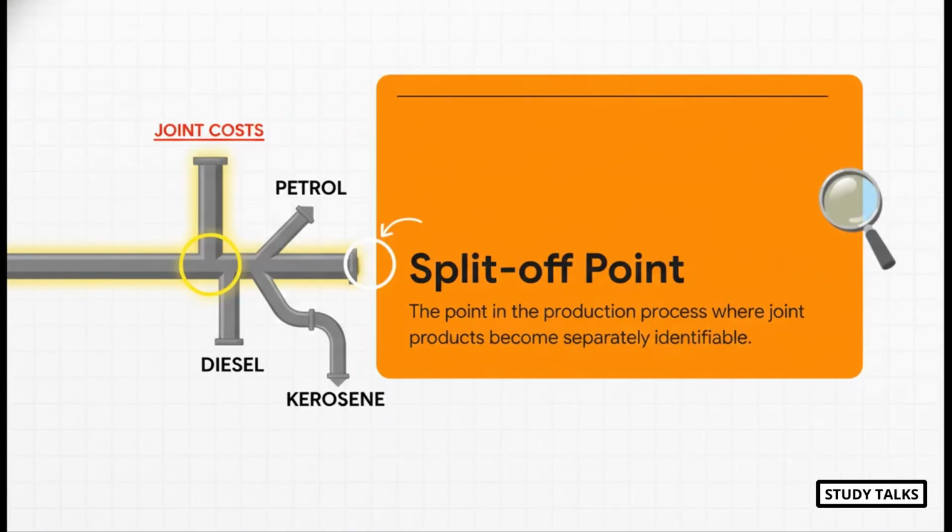Now listen up, because this next concept is absolutely crucial for your exams. It's called the split-off point. Imagine all that crude oil flowing through one giant pipe. At some point, that pipe splits into separate streams for petrol, diesel, and kerosene. That exact point of separation is the split-off point. And here's why it matters. Every single rupee spent before that point is a shared common cost. We call these joint costs.